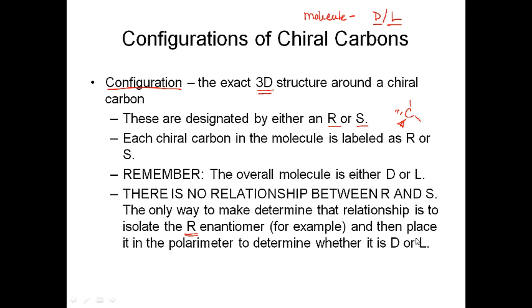So now we need to learn the rules for determining whether a molecule is R or S. I'm thinking it's time I shut up and stop the tape. What I will have for your pre-class lecture on Friday will be, how do we determine R and S for a chiral carbon? And then we will do some problems on Monday's class on determining R and S.